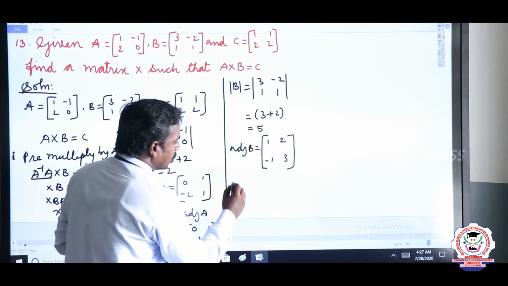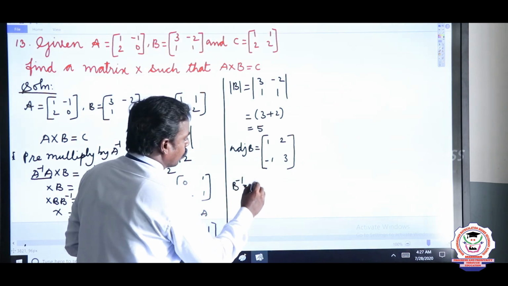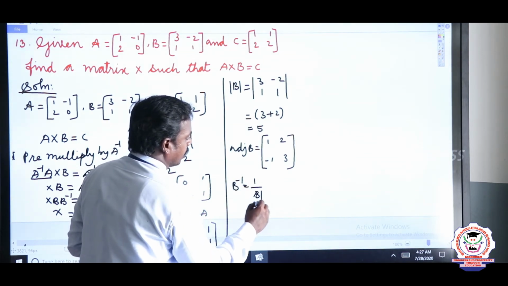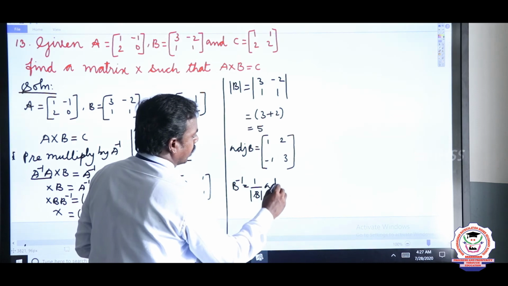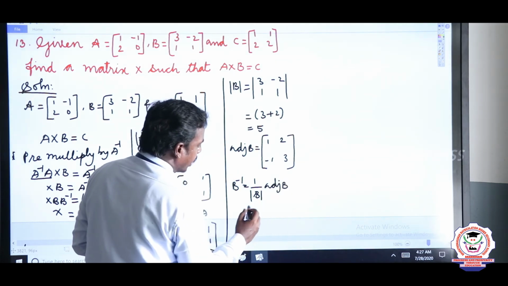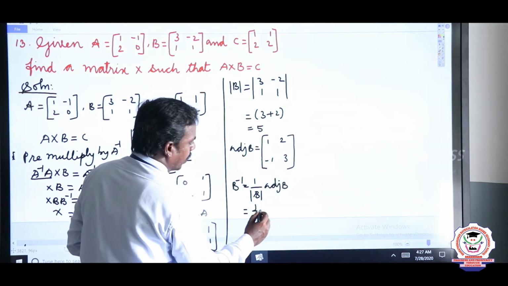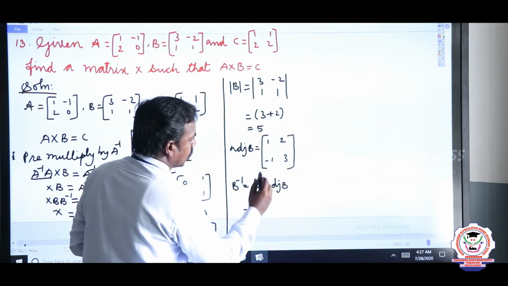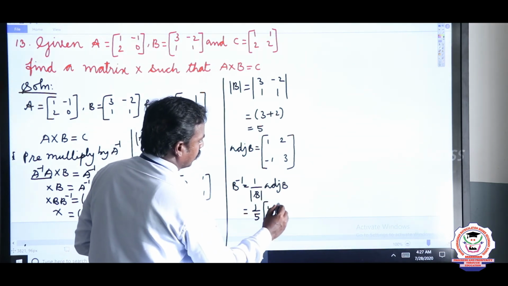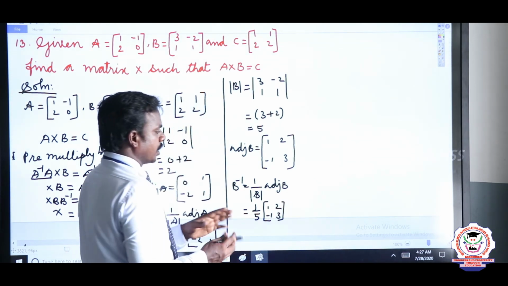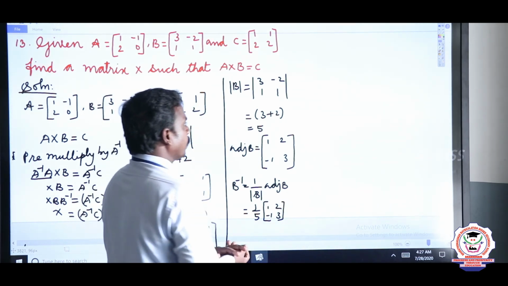So, B inverse is equal to 1 by determinant of B into adjoint of B. Determinant of B is 5, so 1 by 5 into adjoint of B, which is 1, 2, minus 1, 3. Very simple, yes. So, this is B inverse.